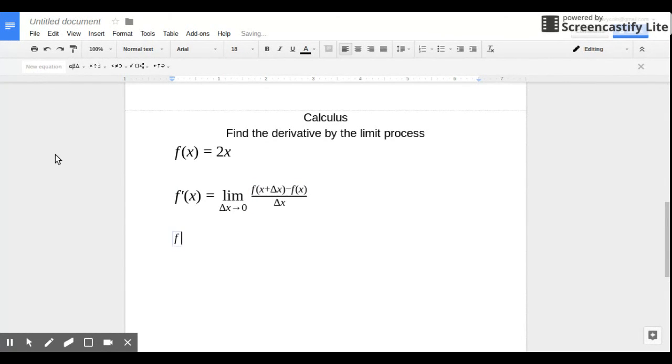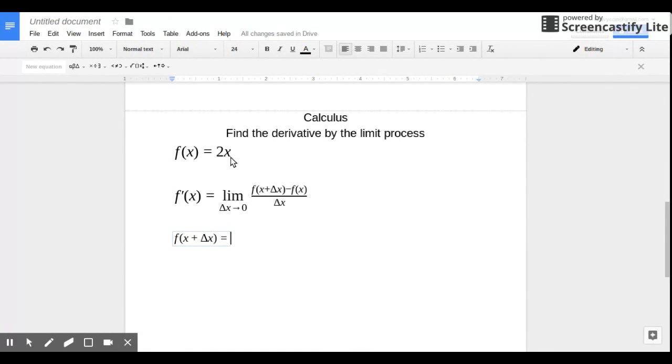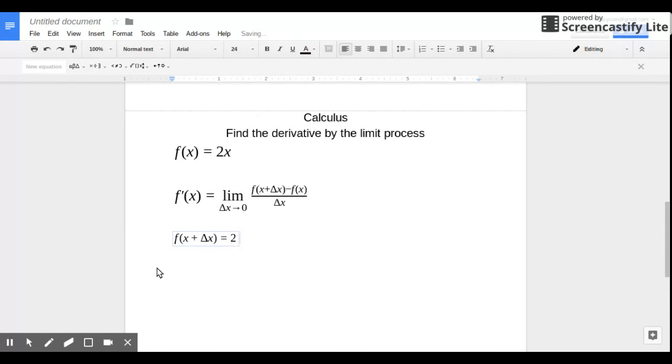So we have f of x plus our delta x is equal to, now what we're going to do is take this x plus whatever's in parentheses right here, and plug it right in for this x right here. In other words, this x right here is going to get replaced by whatever's in parentheses. So that means you're going to have 2 times x plus delta x.